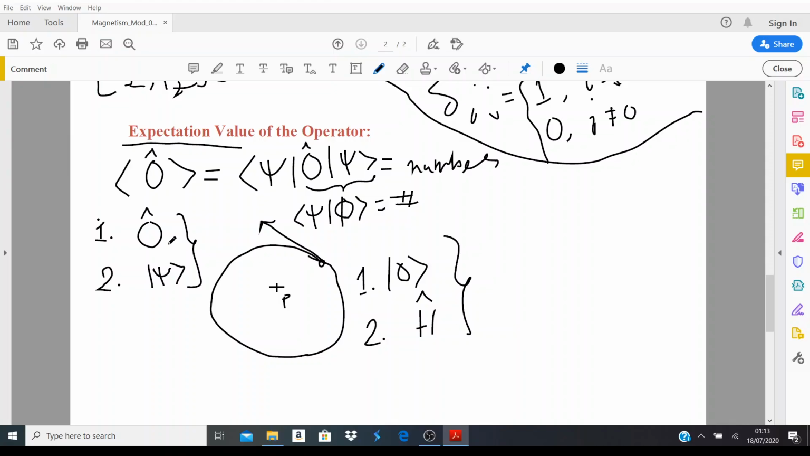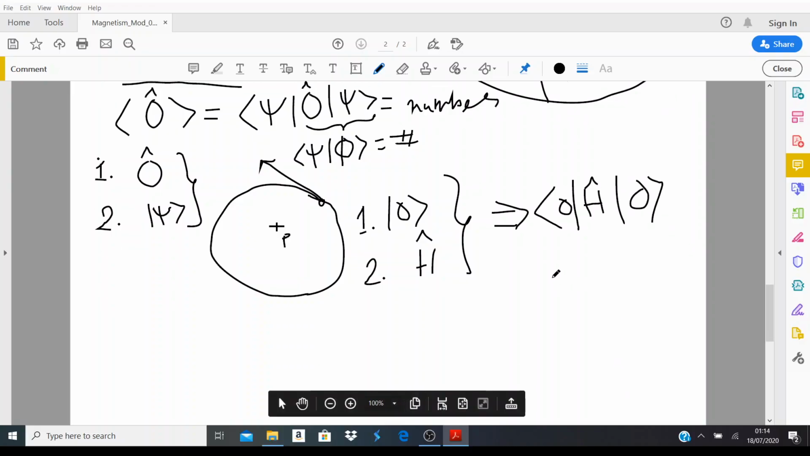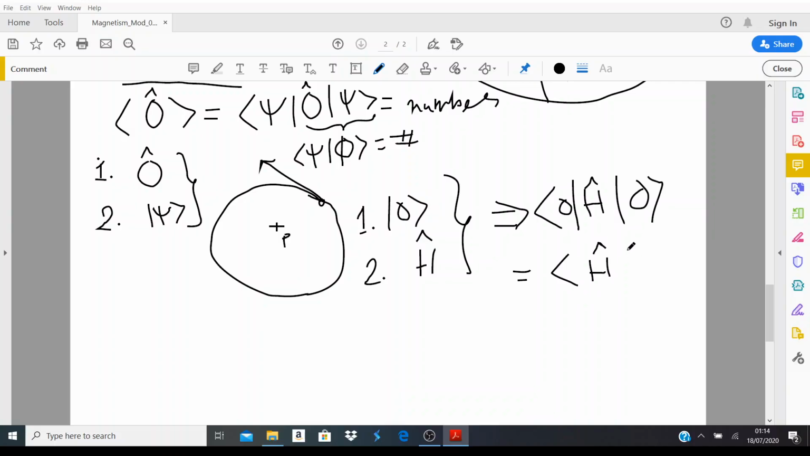If you understand this part of the discussion, you have to form the bra of the ground state, sandwich the operator in between, and then the ket vector, right? That's the expectation value of the energy, usually denoted in short form by this angular bracket. That's how you find the value corresponding to any operator, right?